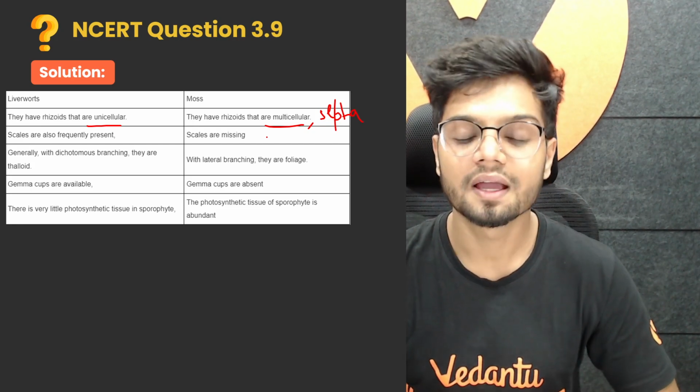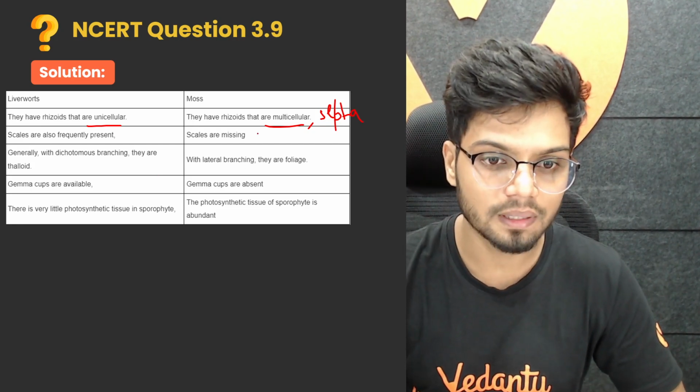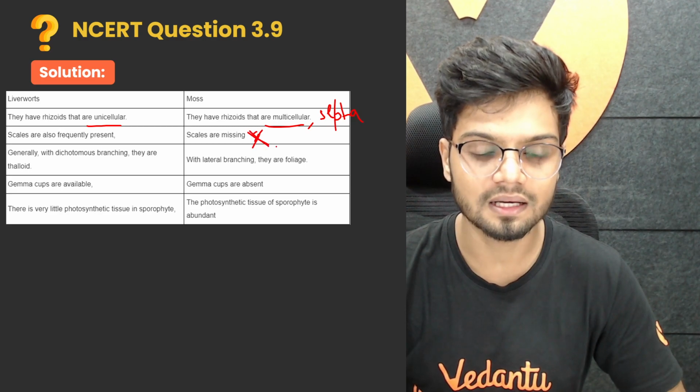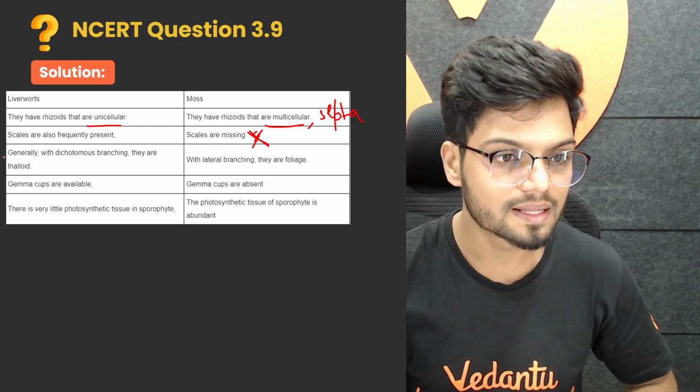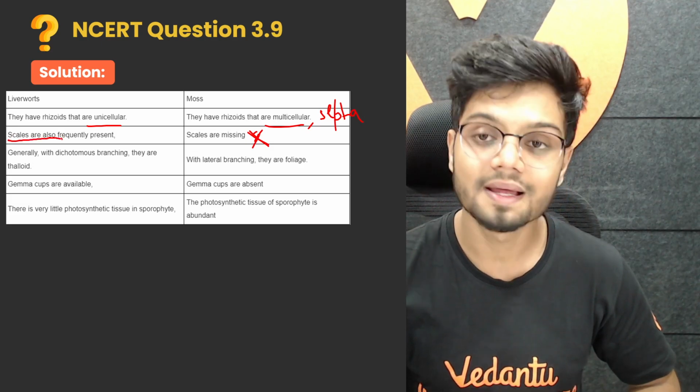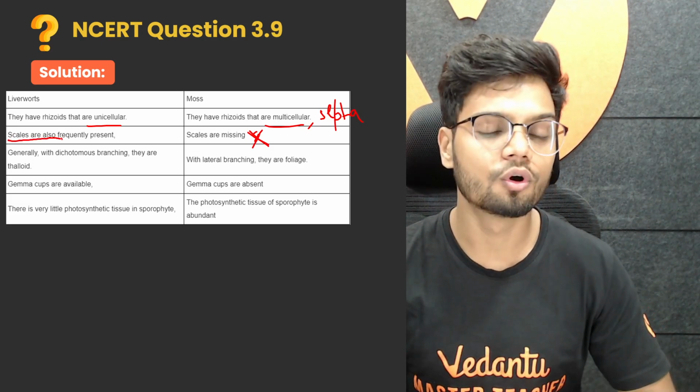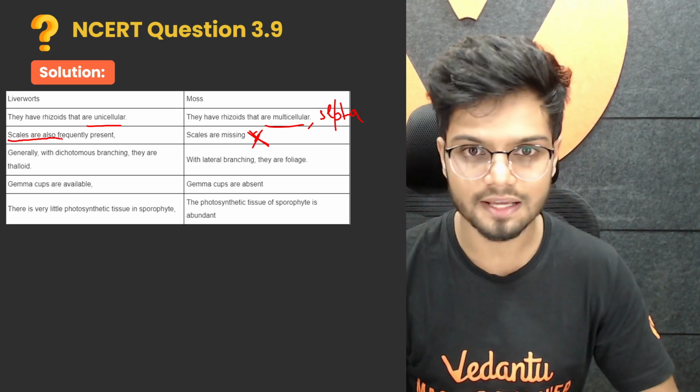Now, what about scales? In the case of your mosses, the scales are completely missing. But in the case of your liverworts, you can also find scales. Now, where do you find the scales and rhizoids?